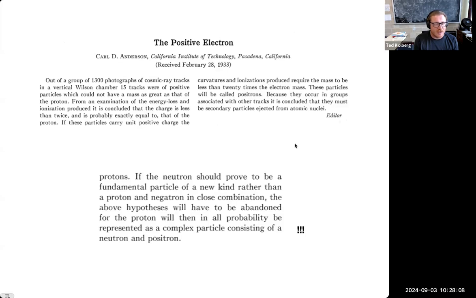So he's aware of, for example, Chadwick's theory of the neutron. And he has this comment later in the paper, which is an interesting theory. It turns out not to be true, but he says, "If the neutron should prove to be a fundamental particle of a new kind, rather than a proton and negatron, that is electron, in close combination, the above hypothesis will have to be abandoned, for the proton will then in all probability be represented as a complex particle consisting of a neutron and a positron."